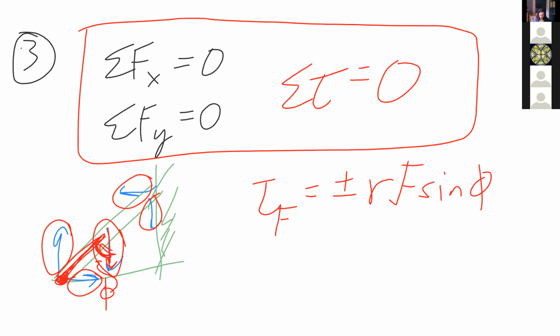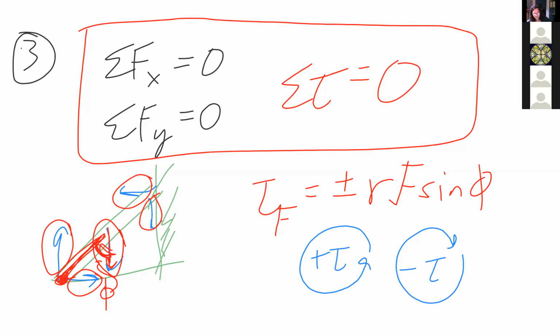Again, one more reminder for the sign convention: when we have a counterclockwise rotation, that's going to be a positive torque, and when the force causes a clockwise rotation, that's going to be a negative torque. So I think that about covers the rules and how we're going to approach these. But we can go ahead and start working through some.